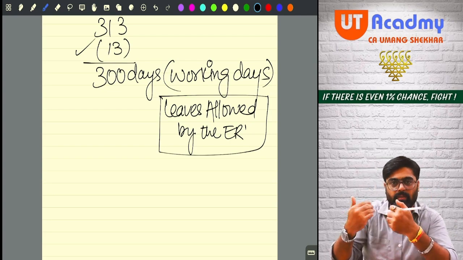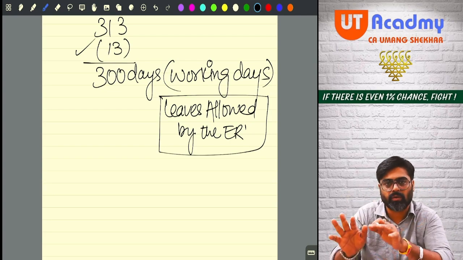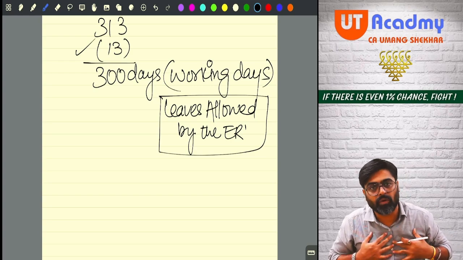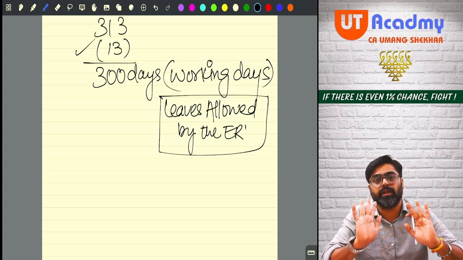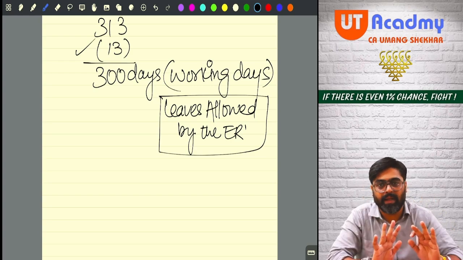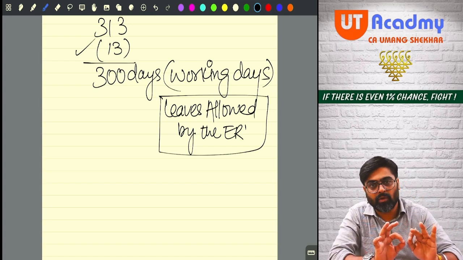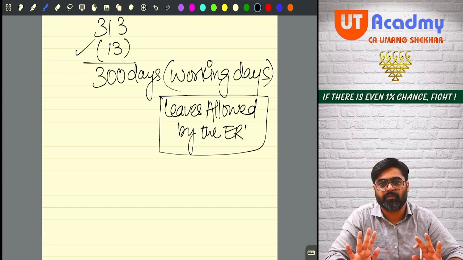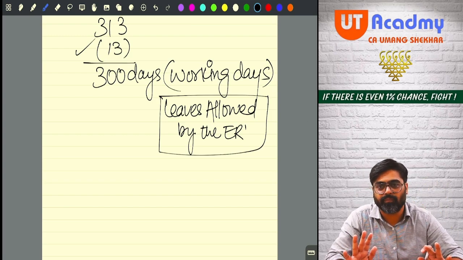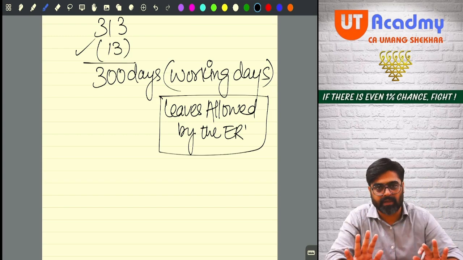There will be a contract between you and the employer. In that contract it will be written that from my side you are going to get this many days of leave. Meaning that even if you don't come for these days, you are still going to get the salary for these days. Yes or no? Your salary will not be deducted.